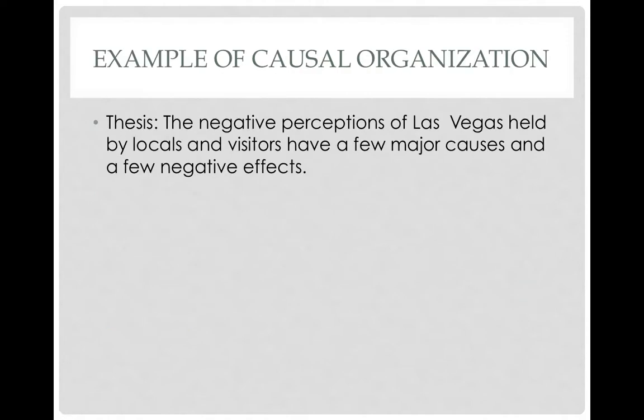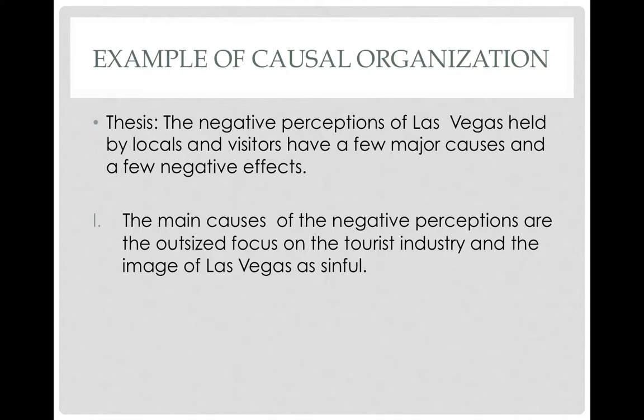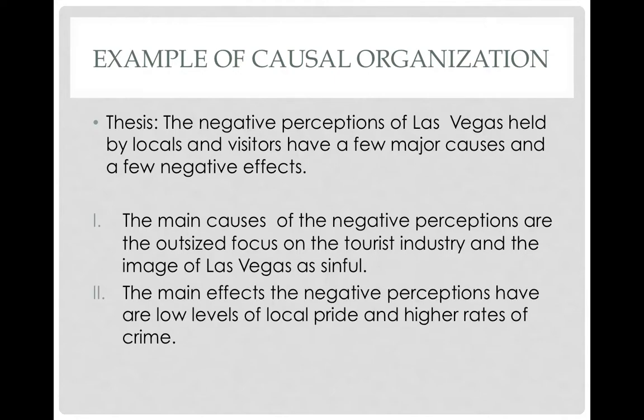Here's an example. The negative perceptions of Las Vegas held by locals and visitors have a few major causes and a few negative effects. The main causes of negative perceptions are the outside focus on the tourist industry and the image of Las Vegas as sinful. The main effects of the negative perceptions are low levels of local pride and higher rates of crime. So here you see a cause effect. The main point number 1, causes of the problem. Main point number 2, the effects of the problem.